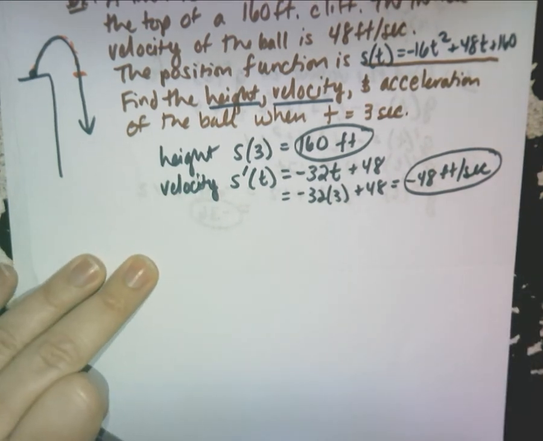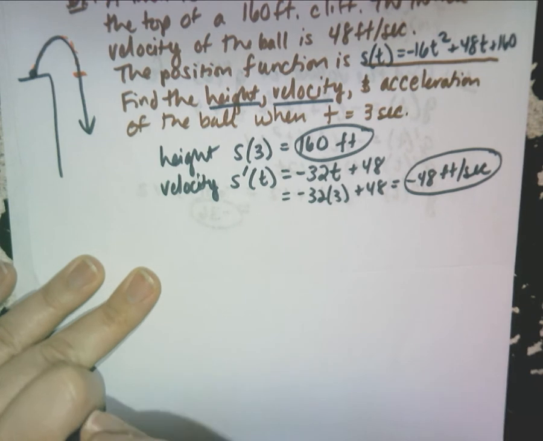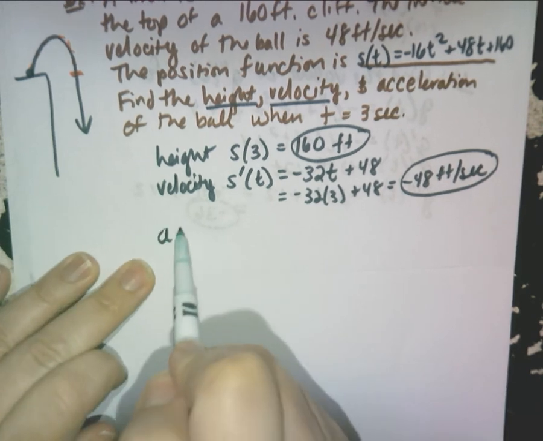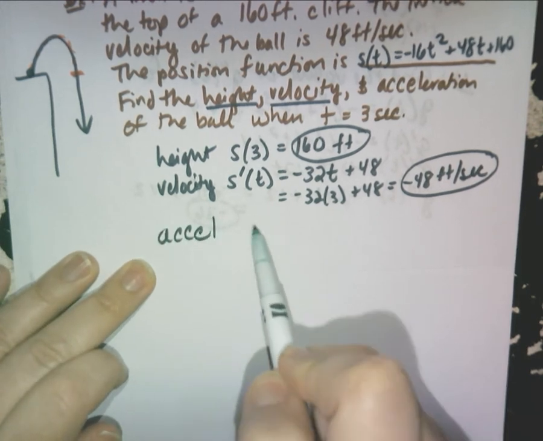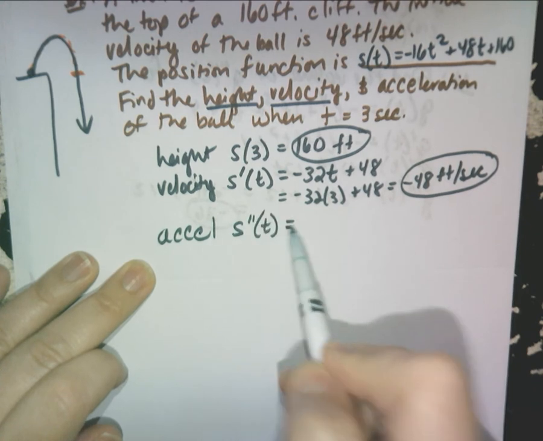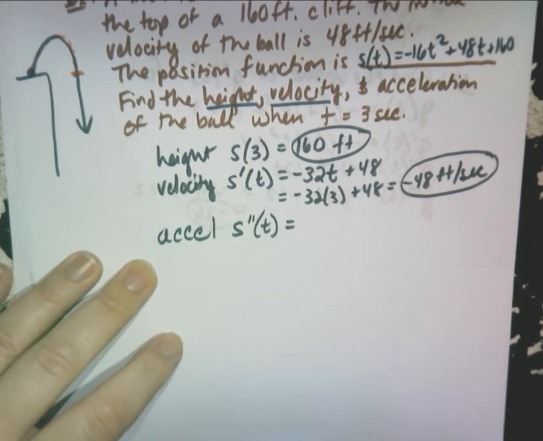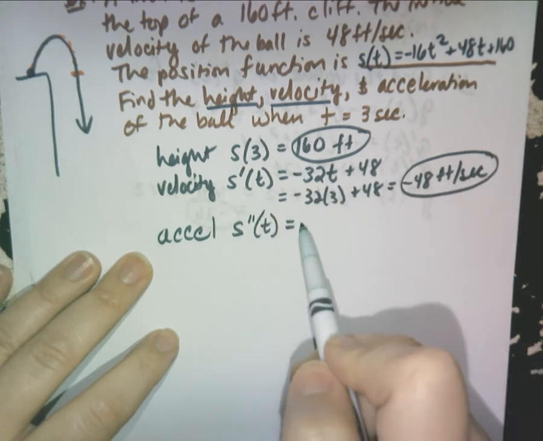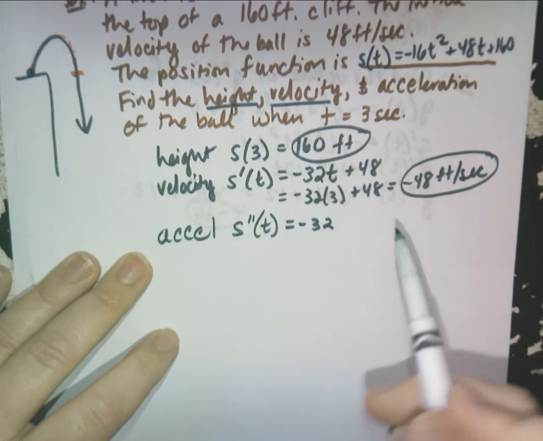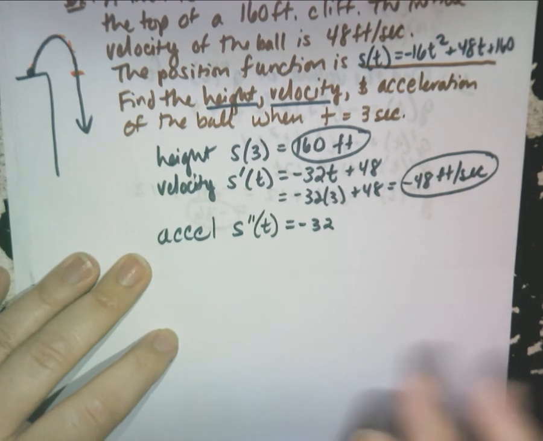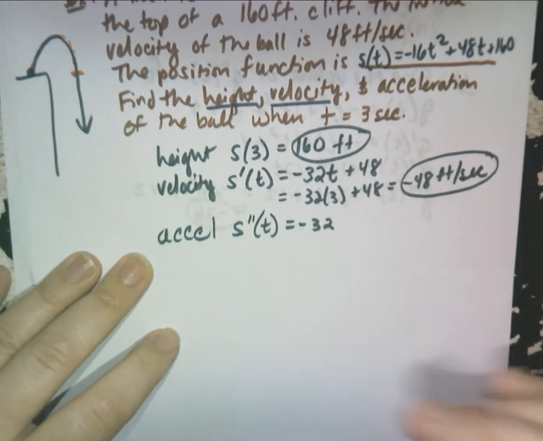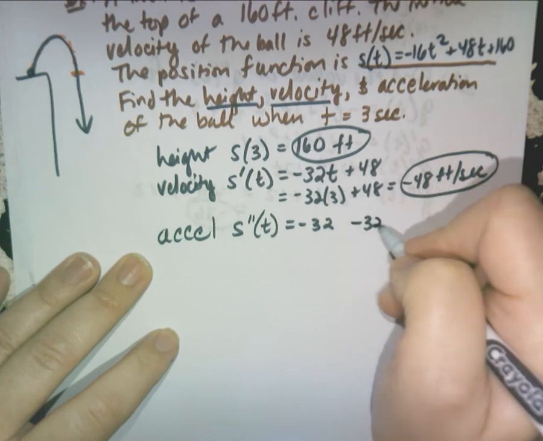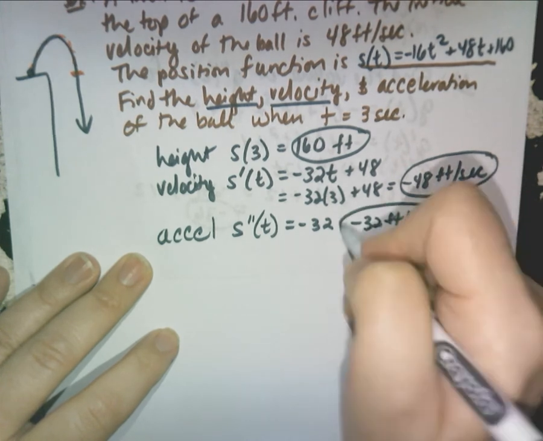Acceleration is defined to be the change in velocity, the slope of the velocity, which means the second derivative. Your acceleration, your change in velocity, is just a second derivative. What's the second derivative of this? Negative 32. So after 3 seconds, isn't it still negative 32? You can't plug it in. So it's negative 32 feet per second squared is what it's accelerating at.